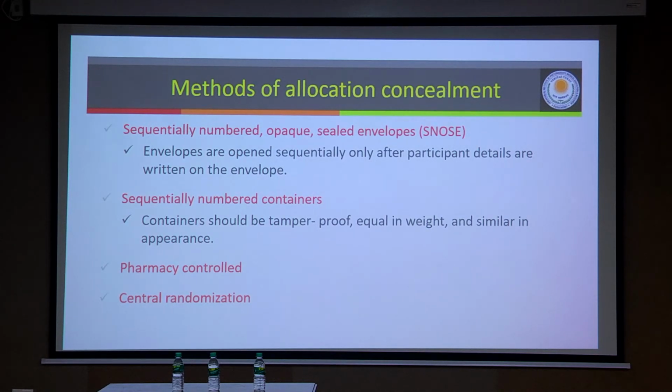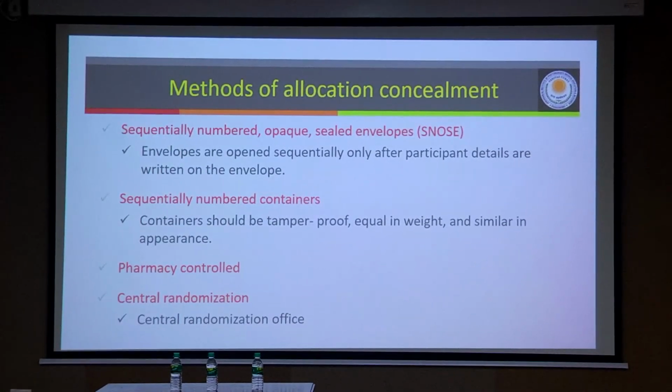Similarly, central randomization, where you have a separate office. Multi-center trials will have a separate office for this allocation. They call and tell the patient which group they go to. Either way, the investigators will not know which group the patient is going to.